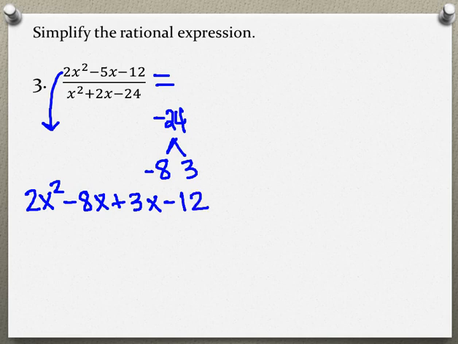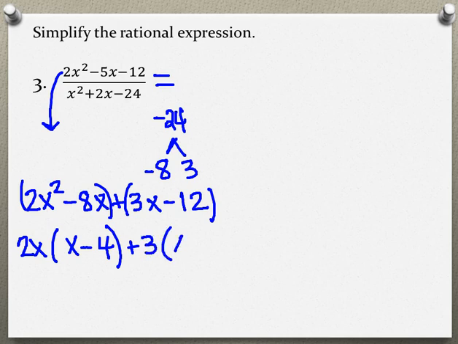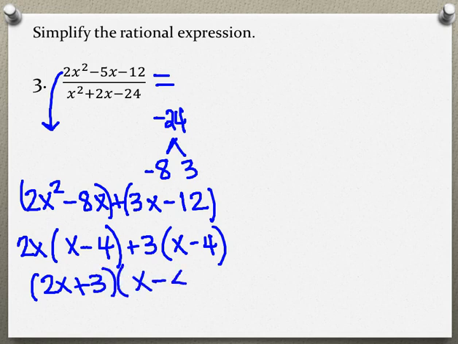So now we're going to factor by grouping. We group the first pair and the last pair. The GCF in the first pair is 2x. When we factor that out, we'll have x minus 4. The GCF in the second pair is 3. When we factor that out, we have x minus 4. So now our factored form is just 2x plus 3 times x minus 4. So that's going to go in the numerator.